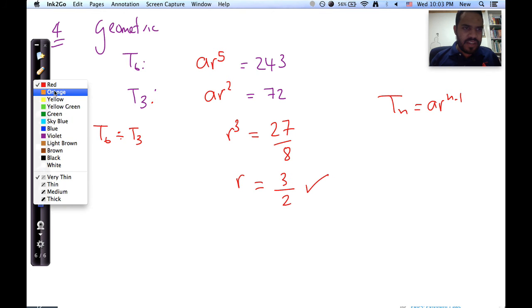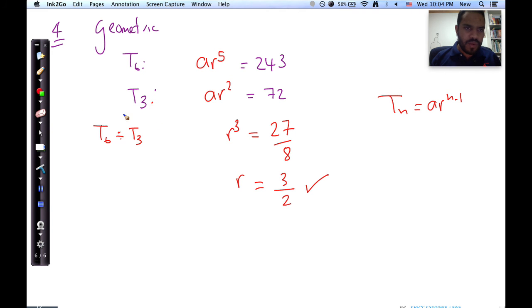Now, I actually jumped ahead, but that's what the question wanted from us. It wanted us to solve for the constant ratio. We can now take the constant ratio, plug it in here, and then solve for a. So this was the solution to 4.1 from here onwards.